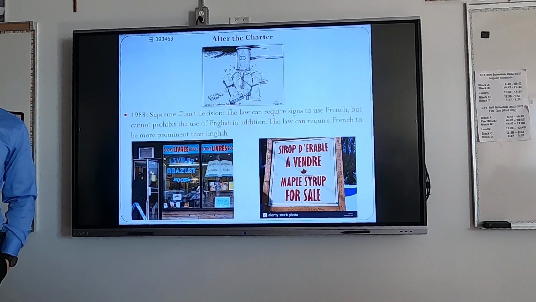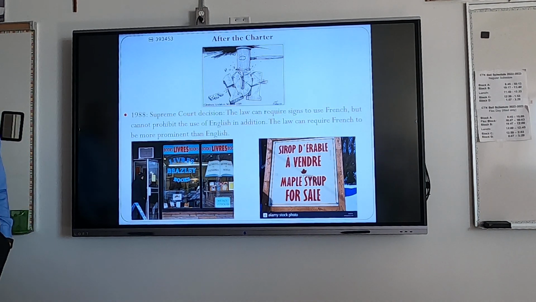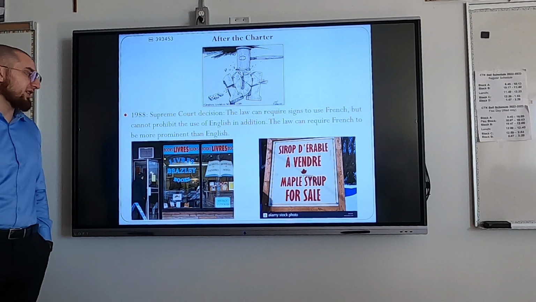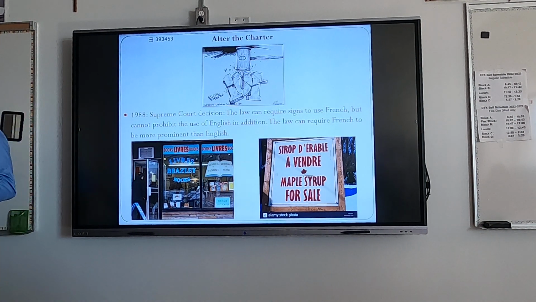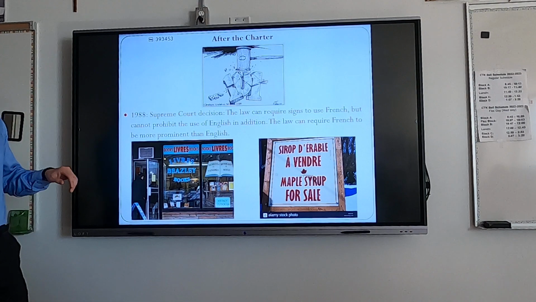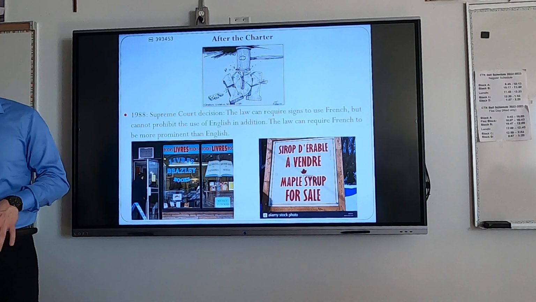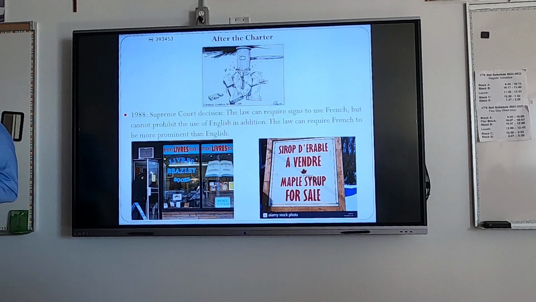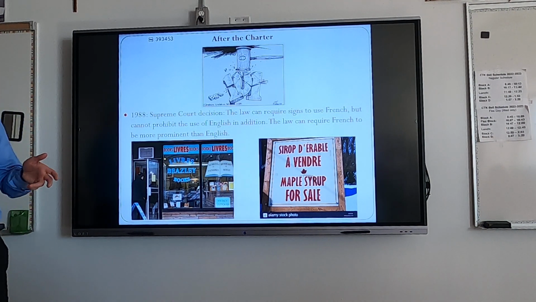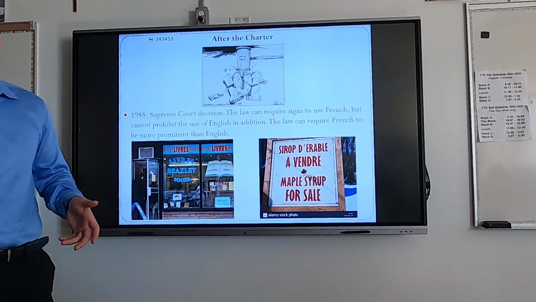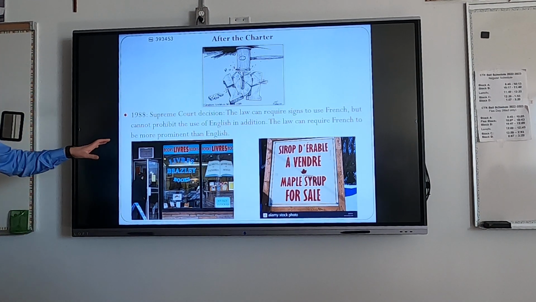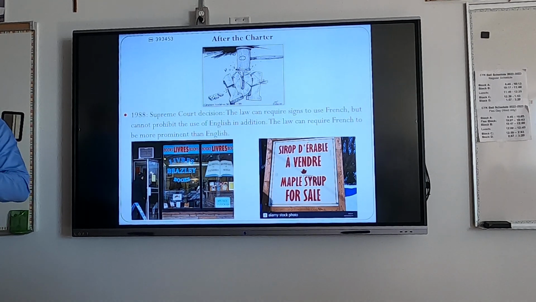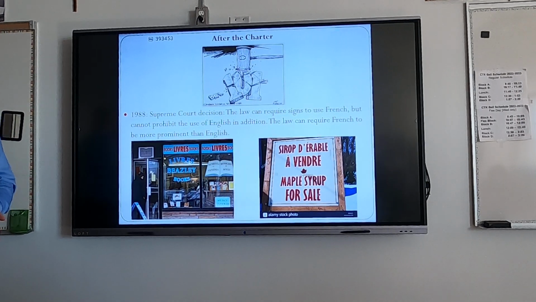They entrench the rights of French-speaking people amongst many other people. In 1988, the Supreme Court decision was that the law can require signs to use French, but cannot prohibit the use of English in addition. The law can require French to be more prominent than English. So this is again looking at the signage. Now, obviously since 1988, things have changed in Quebec. For those of you who go, you'll notice there's very little English displayed anywhere, like there is very little French displayed anywhere here in Alberta, or most of Canada outside Quebec. But you cannot say, no, you're not allowed to have English. You can simply choose to have it in smaller print. But you must have both.